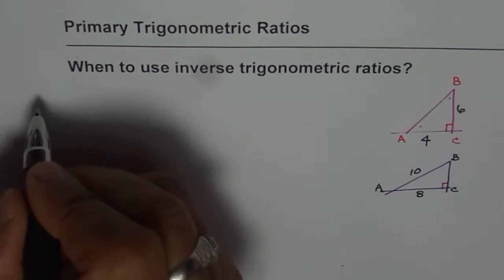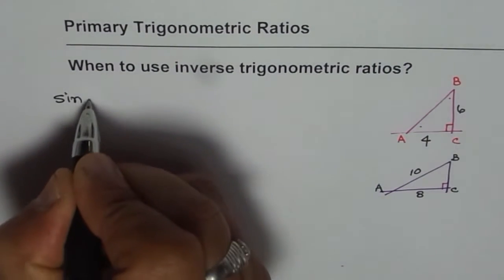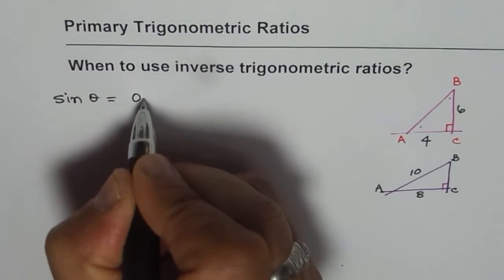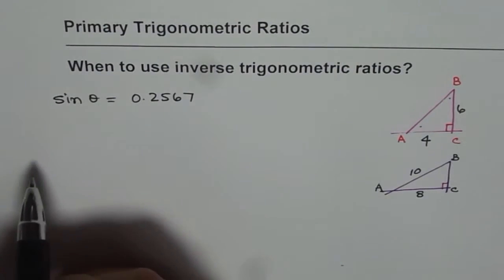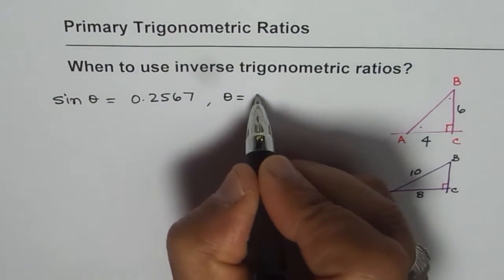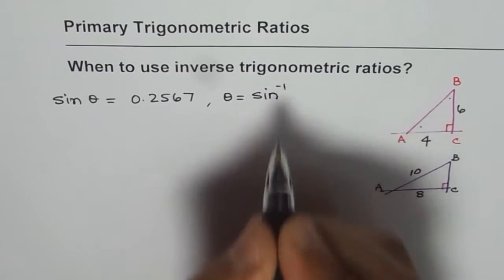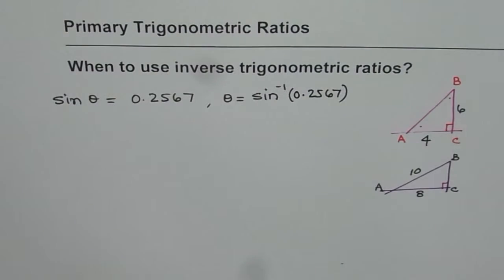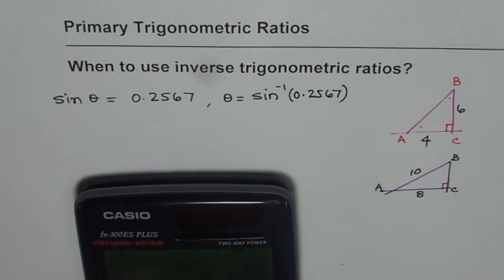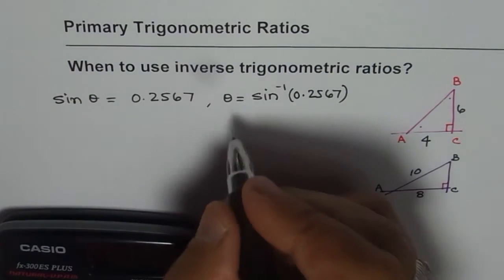Let us take an example. Let us say that sine of angle theta is equal to 0.2567. Now we have to find what angle theta is. Then theta equals sine inverse of 0.2567. So we can always use a calculator. Now in the calculator, the inverse function normally is with this shift operation. So sine inverse of 0.2567 is equal to 14.8743.